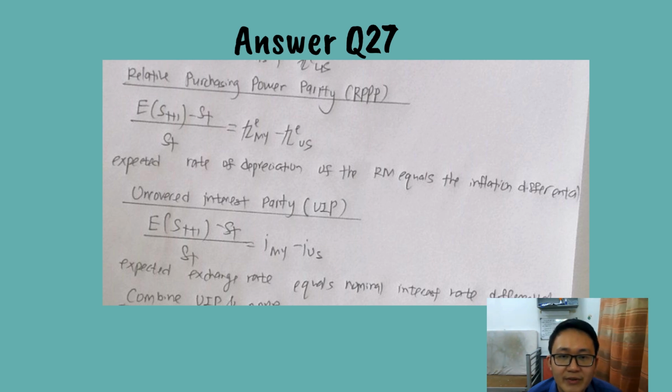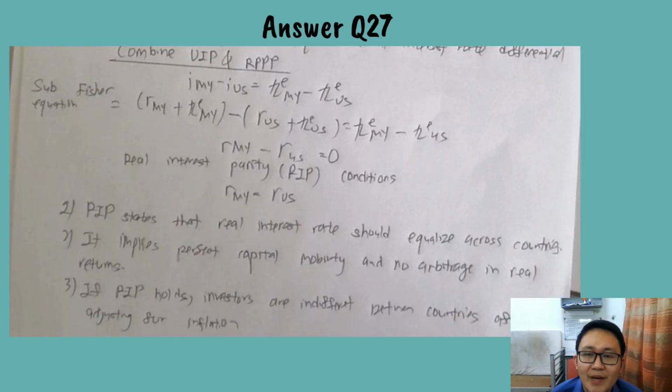Next is the uncovered interest parity, where the expected future spot rate minus the current spot rate, over the current spot rate, equals the Malaysia nominal interest rate minus the US nominal interest rate. The expected exchange rate change equals the nominal interest rate differential. Now we combine the UIP and the RPP: the Malaysia nominal interest rate minus the US nominal interest rate equals the Malaysia expected inflation minus the US expected inflation.